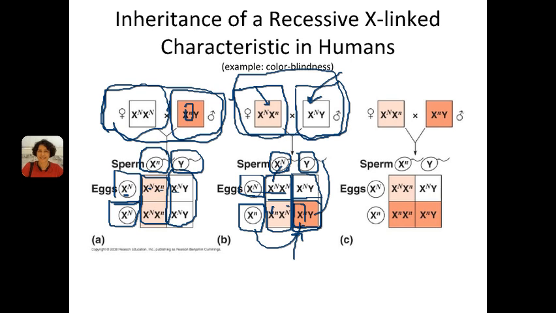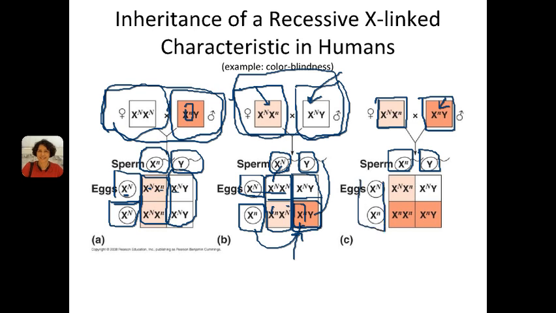Finally, in the third condition, the woman is a carrier. She's got one affected allele and one unaffected, a normal allele, and the man has color blindness. His one X chromosome is the mutated one for color blindness. Sperm and eggs made. His sperm cells, the ones that carry an X chromosome, are also going to carry the mutation for color blindness, and then he's got the Y chromosome that doesn't have anything to do with that at all. Then come the eggs of the woman.